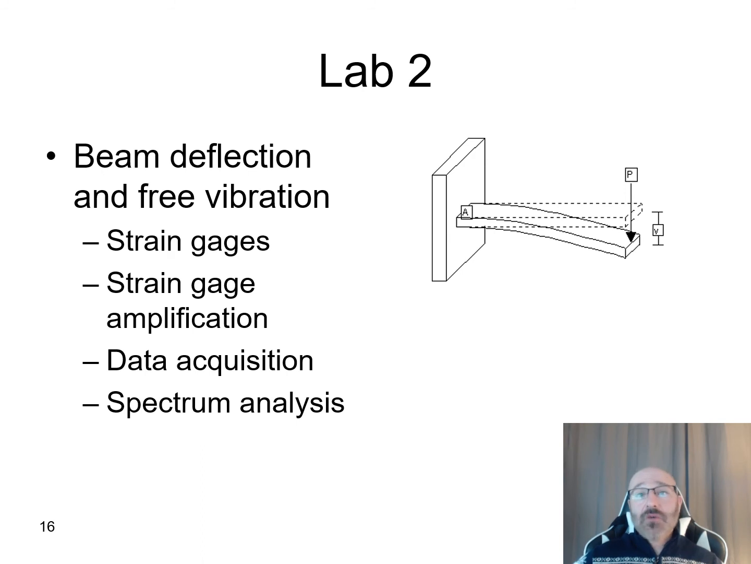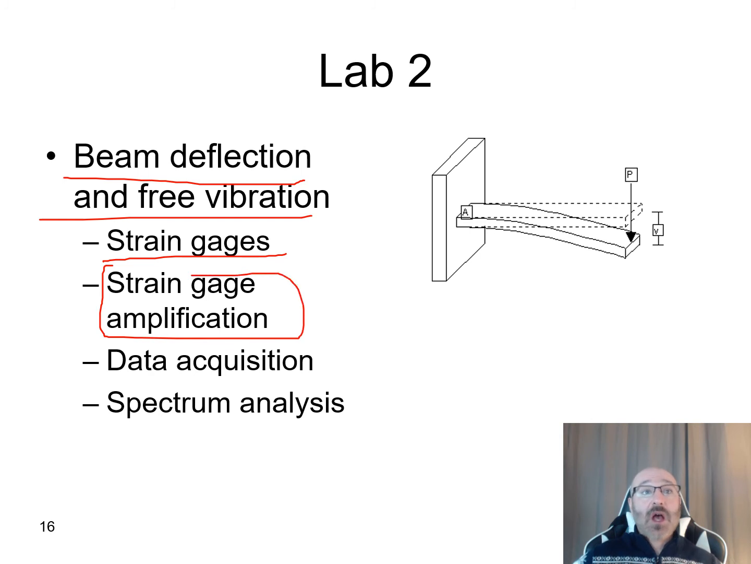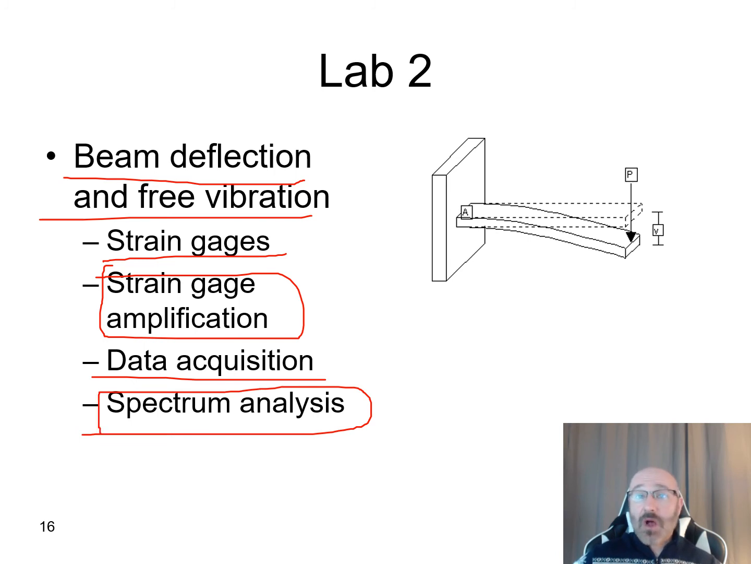Lab 2 is beam deflection and free vibration. Some of the equipment that you're going to be utilizing within this lab is the strain gauges, your strain gauge amplifier, data acquisition equipment, and doing some spectrum analysis as well. So again, please read through all of the materials, become familiar with all of these, review back to some of your other courses where you've dealt with strain gauges in the past, how to apply these. Again, the TA will go over the details as well, but the more background information you have prior to going in, the more you're going to be able to get out of these laboratories.